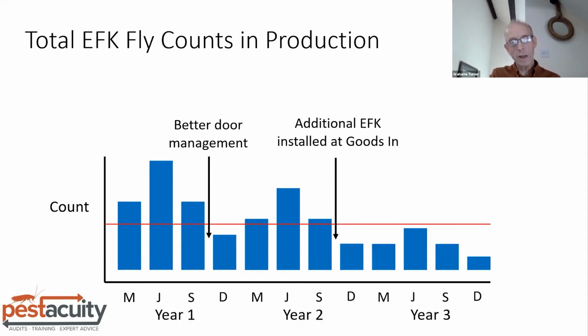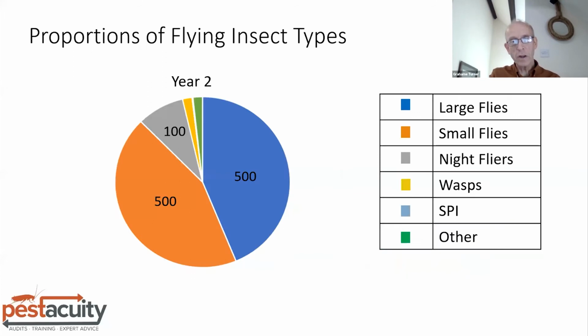Now, ideally, you won't be taking 3 years to reduce your fly counts. You'd look at everything holistically, but this is just to show what might be happening. You might, after you've made some improvements, still find problems and think what else you could do. So the third year, we've come down to an acceptable level. So we're happy with that. But you could look at it in a different way.